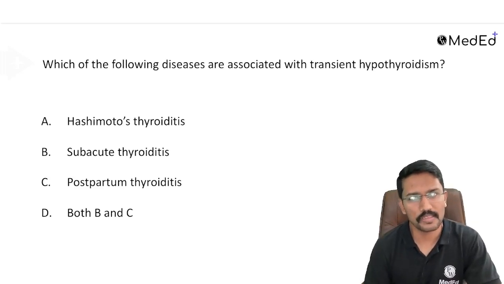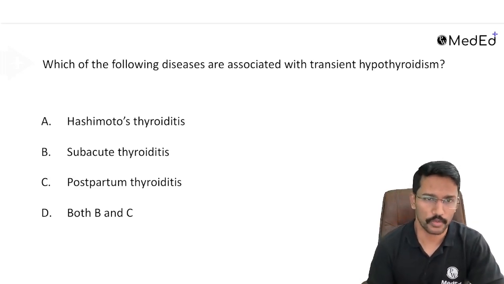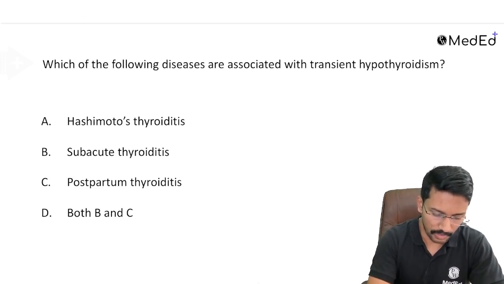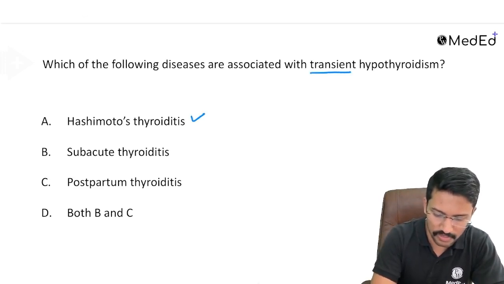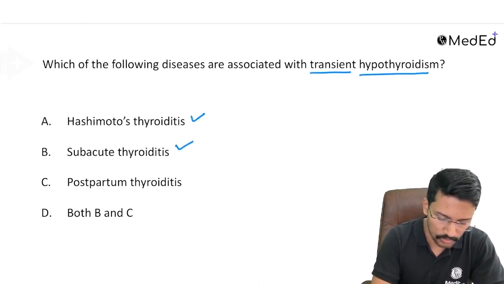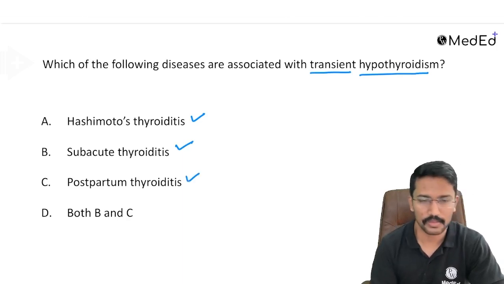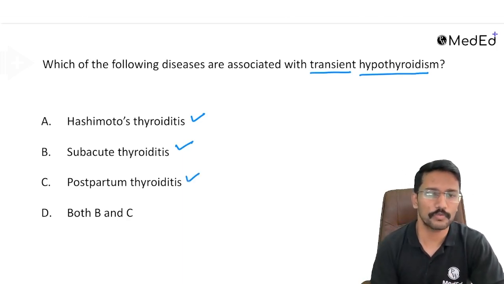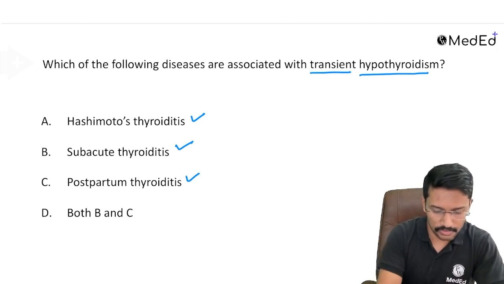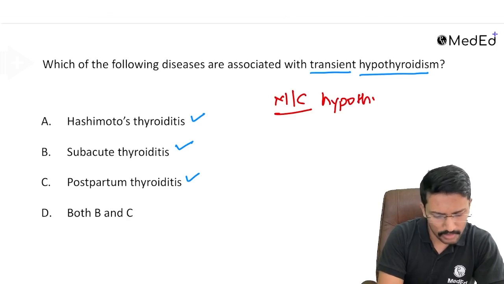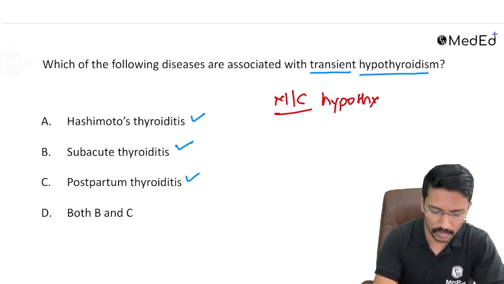Which of the following diseases are associated with transient hypothyroidism? Options are Hashimoto's, subacute, and postpartum thyroiditis. Now remember, what is the most common cause for hypothyroidism? If there's a question asking you what is the most common cause for hypothyroidism, not transient, the sustained or persistent hypothyroidism.